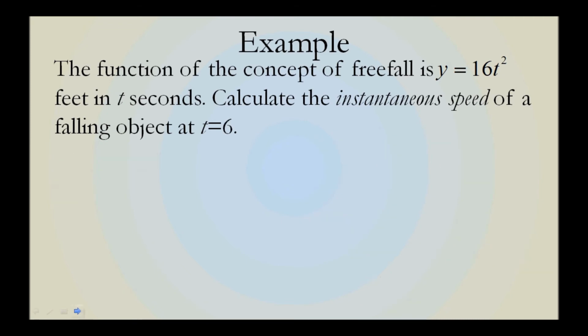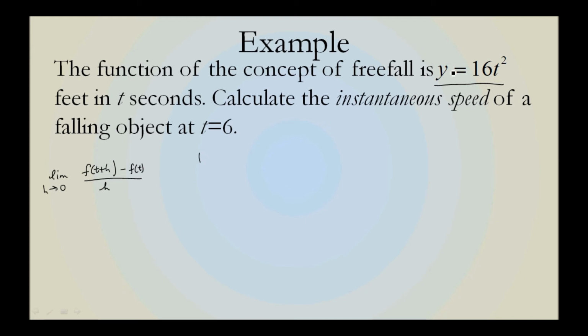So we'll look at another example. It's the exact same situation, really, just a different time. The function for the concept of free fall is y equals 16t squared feet in t seconds. Calculate the instantaneous speed of a falling object at t equals 6. So again, the limit of f of t plus h minus f of t divided by h as h approaches 0.